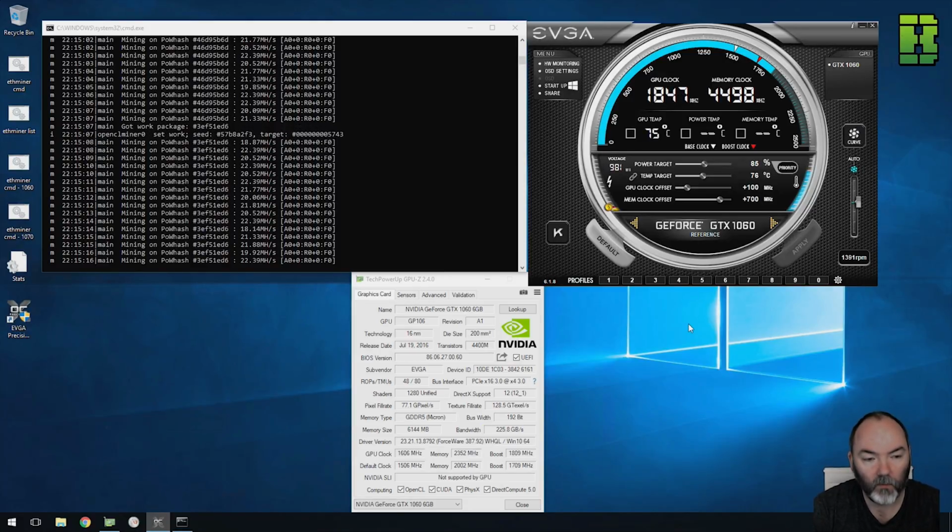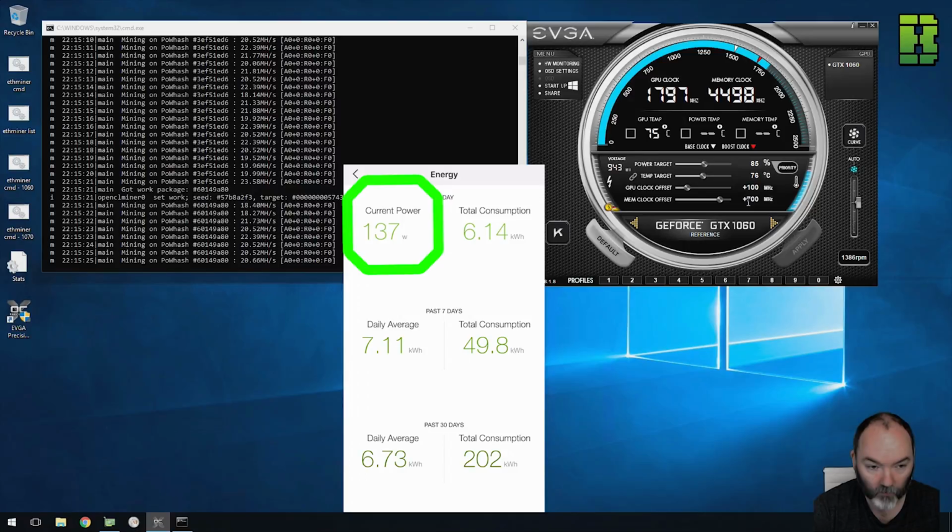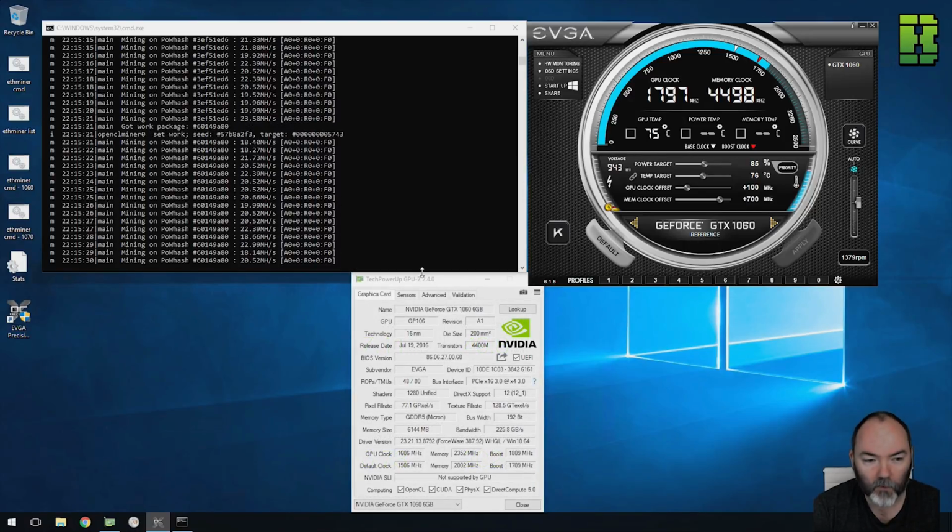This is what I've settled on. I'm settling on 85% power, plus 100 on the GPU clock, plus 700 on the memory. I'm drawing about 137 watts. And I'm getting between early 20s to mid 20s, 22, 23 sometimes. Seems to be a good little balance here of what I can get. I'm probably going to average about 21.5 mega hash, maybe 22 if I'm lucky. That's just pushing the card as much as it will be able to take here.